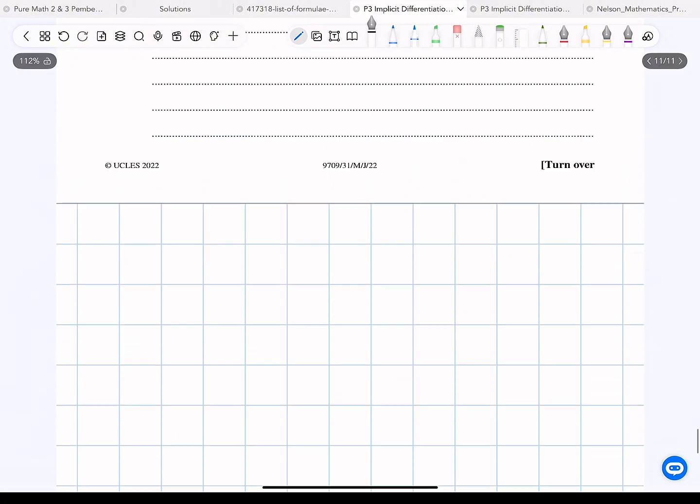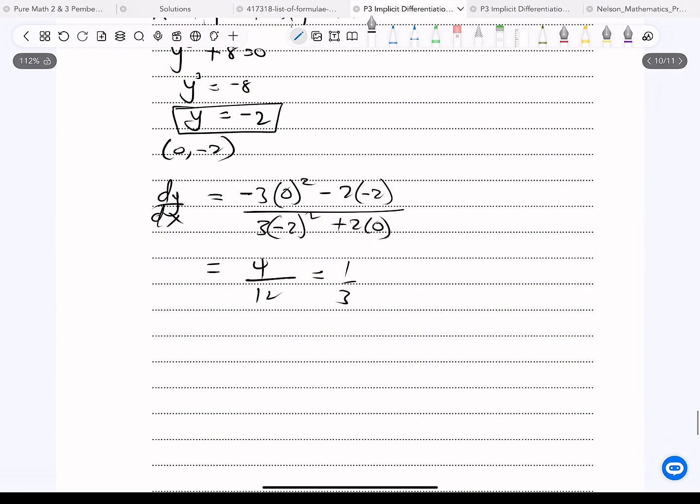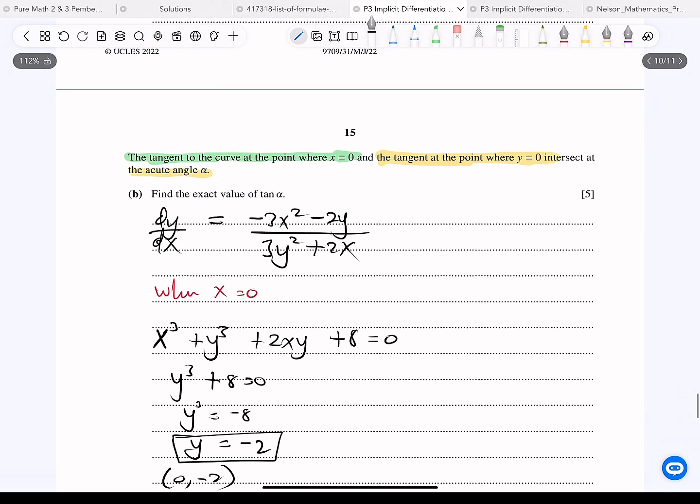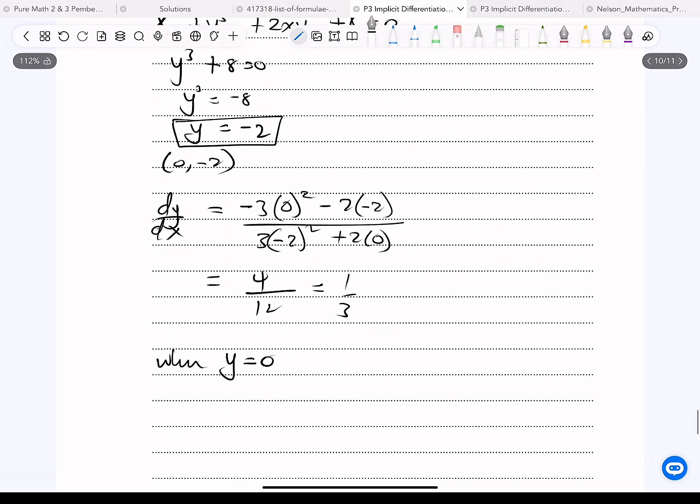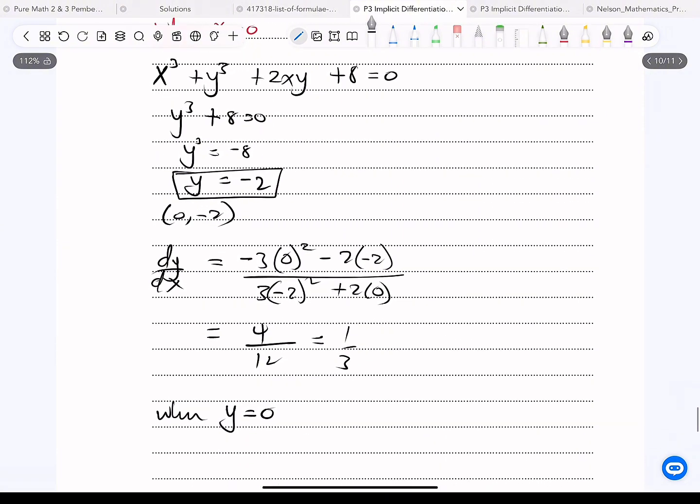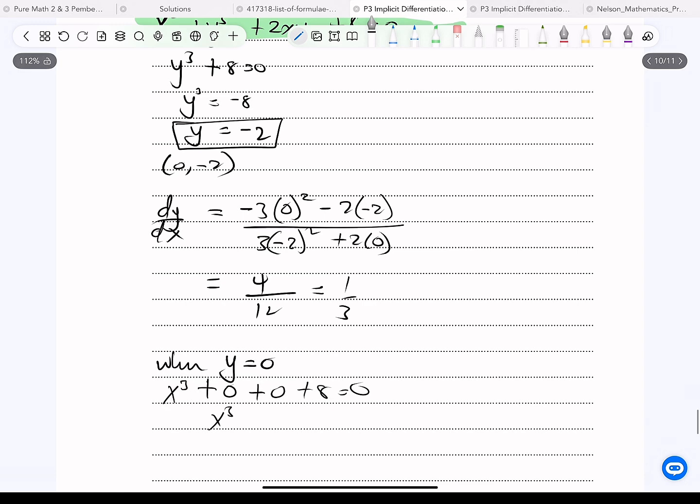Okay, do we have more space? Nope. Okay, so when y is equal to 0, remember they also mentioned y is equal to 0. So when y is equal to 0, we put it into the main function, that is this function, to find the x value. And that would be x cubed plus 0, that's the y, plus another 0 plus 8 equal to 0. So I'll get x cubed equals negative 8, x must be negative 2.